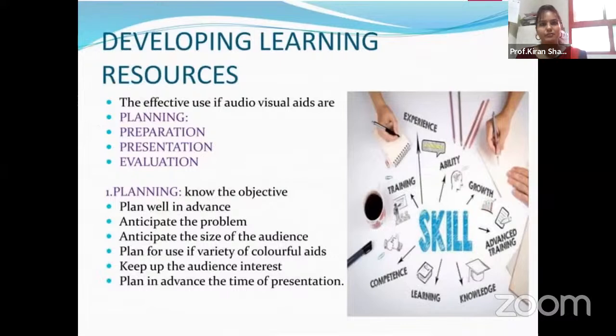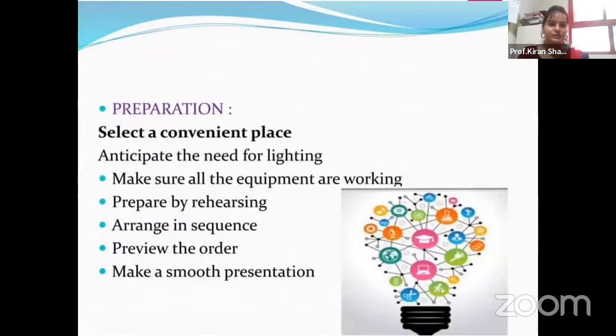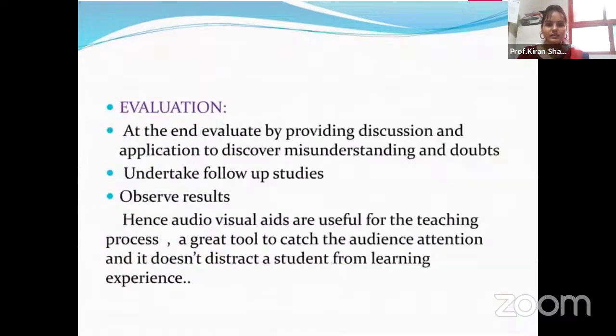The last part is developing learning resources. It is also through the effective use of audiovisual aids: planning, preparation, presentation, and evaluation. It means you have to plan, selecting which area will be best for the group, then prepare that, then present it well, and then take the evaluation. So this is all about the lesson plan and the use of different types of aids.